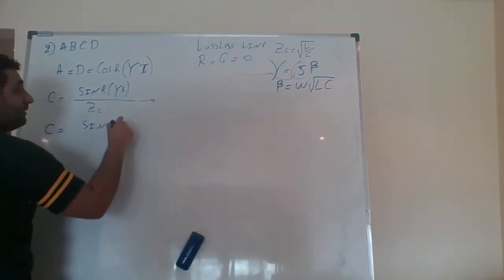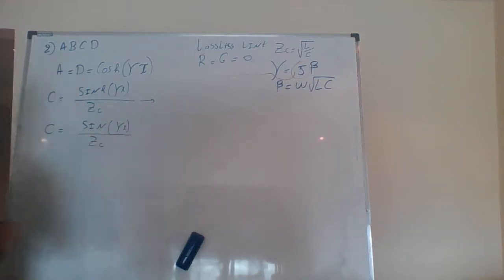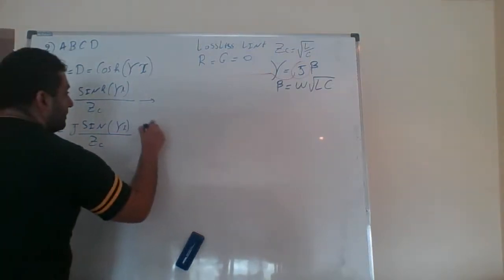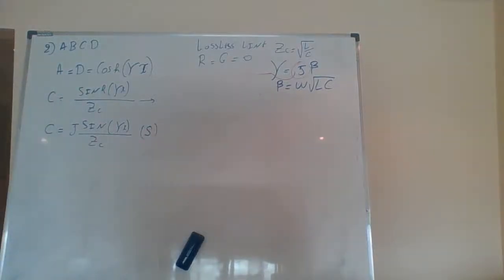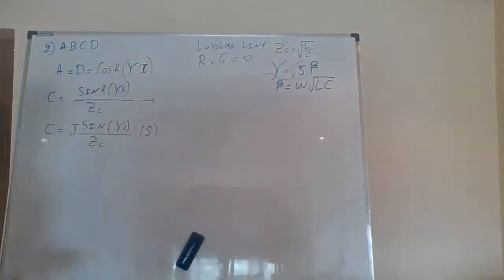sine divided by ZC, and we don't want to forget the j. And this is in Siemens. And we know ZC is the square root of L over C.